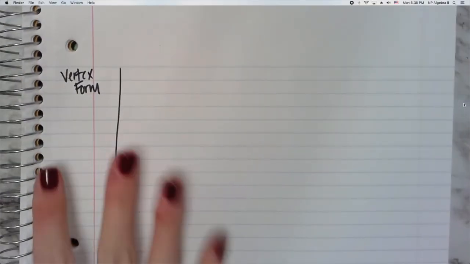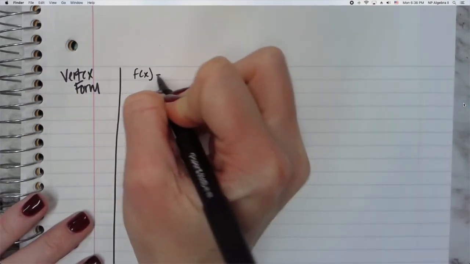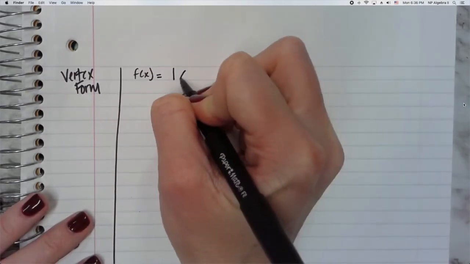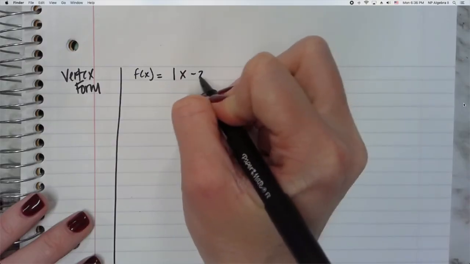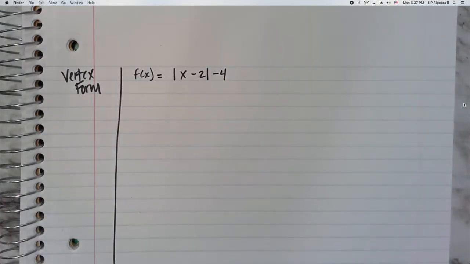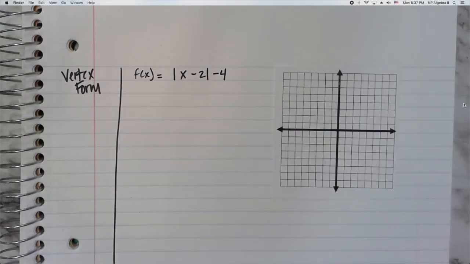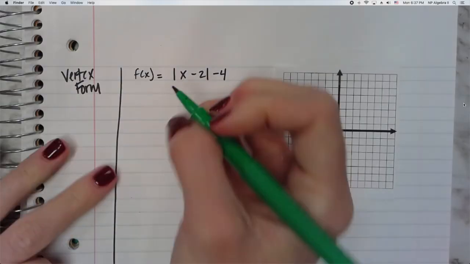So more vertex form. Let's say we have something like this. F of x equals the absolute value of x minus 2, and then outside is minus 4. Step 1, plot the vertex. So what is the vertex?